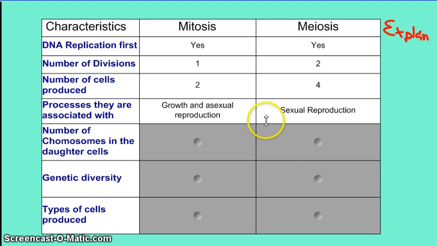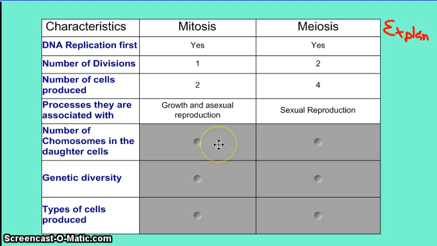divides the total number of chromosomes from the parent cell in half. That way, the sex cell that is created can combine with another sex cell later on to return the chromosome number to the original parent's total number.